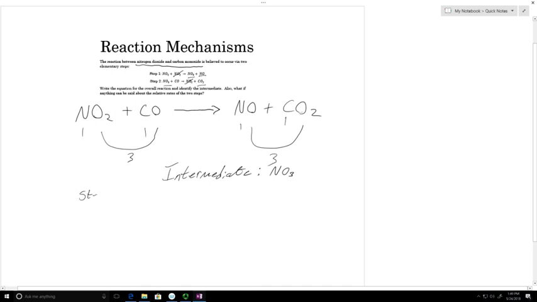So step 1 is the rate determining step, RDS. That's one component we can think about. The next one, we may want to make a rate law for this. As far as the rate law is concerned, because step 1 is the rate determining step, our rate is going to be dependent on NO2. So rate is equal to some k times NO2.